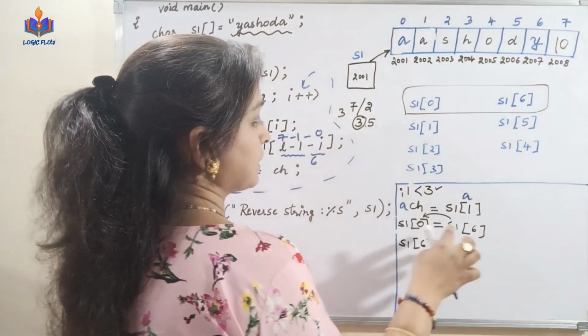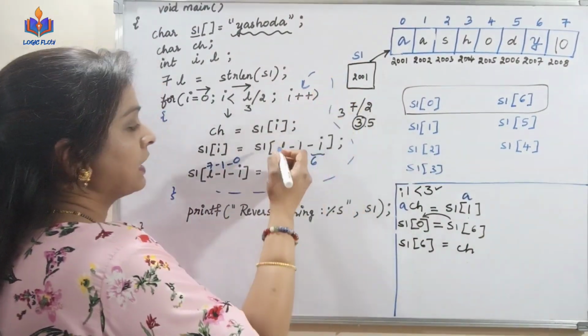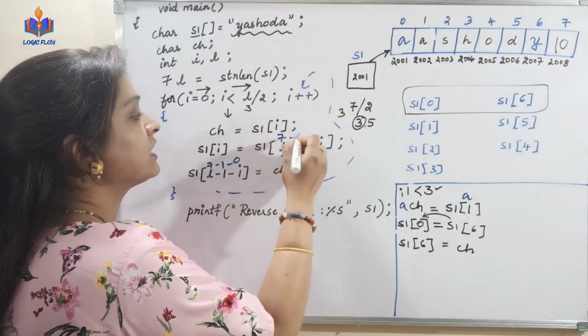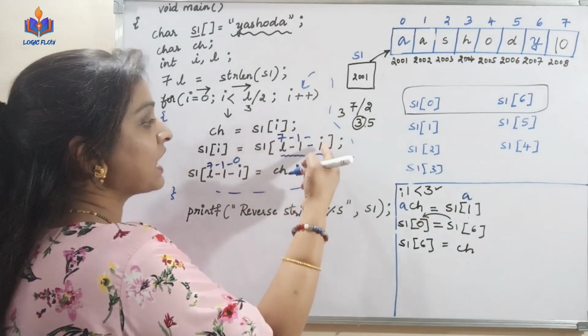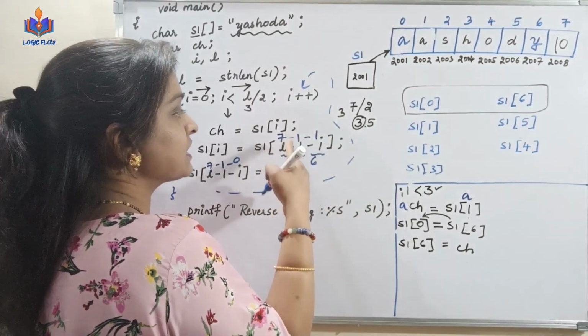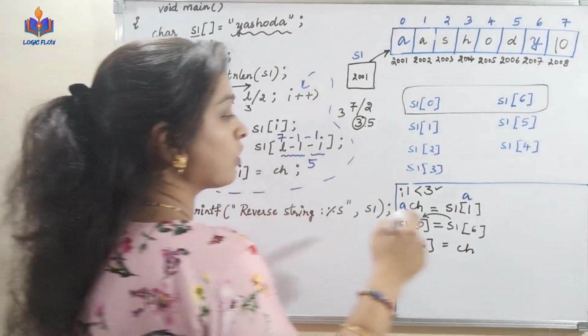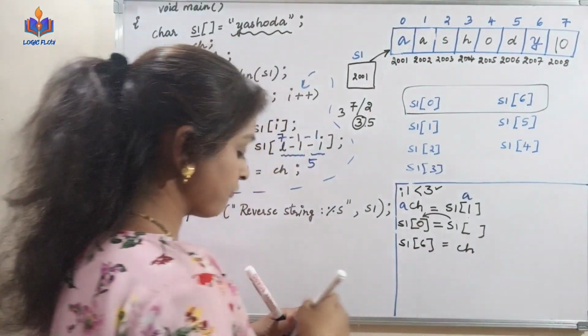Okay. Next. Then I say S1 of length, which is 7, minus 1 minus I. What is the I value? It is 1. 7 minus 1 is 6. 6 minus 1 is 5. Means to say S1 of 5.